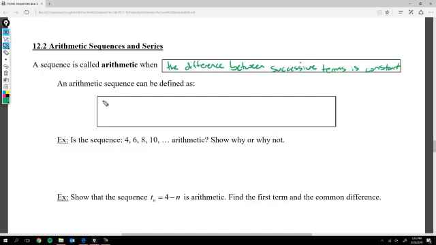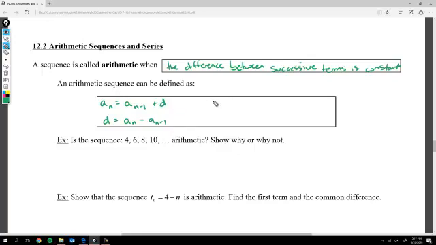One way that we can define that recursively is that any new term is going to be the term right before it, the previous term, plus some common difference that we're going to find. Another way of writing this same thing is that the common difference will always be some term minus the previous term. Remember, a sub n just means the nth term, and a sub n minus 1 is the term right before that.